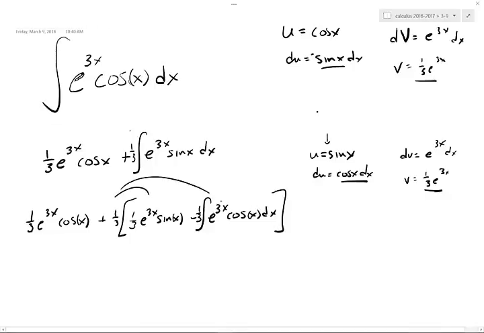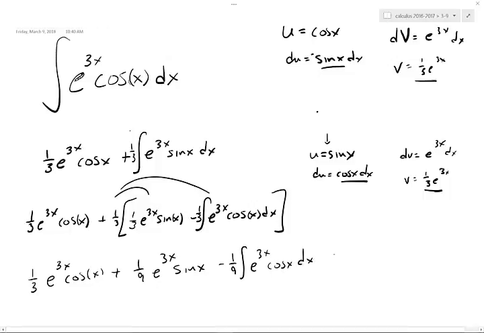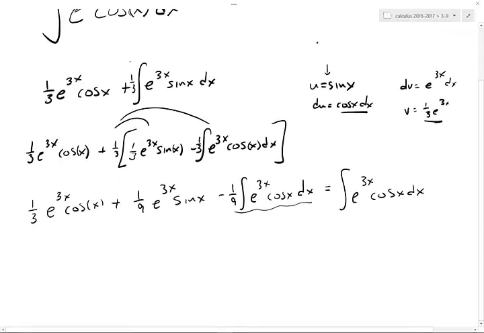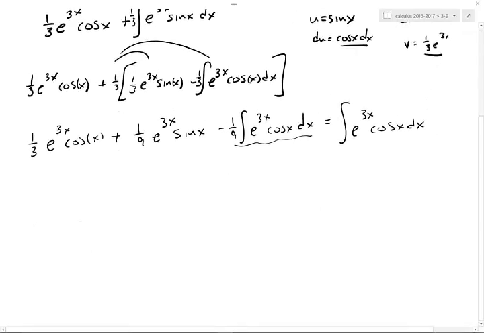Now, let's distribute this positive 1/3 through, shall we? Just for a good time? So 1/3 e to the 3x cosine x plus 1/9 e to the 3x sine x minus 1/9 e to the 3x cosine x dx. By the way, that's negative 1/9 of mom, isn't it? Are you with me? Because mom is this person. There she is. Now, I don't know if I'm right yet. Let's just keep rolling and we'll see what's what.